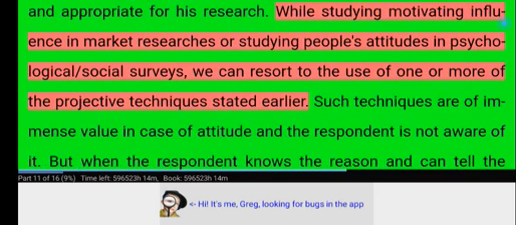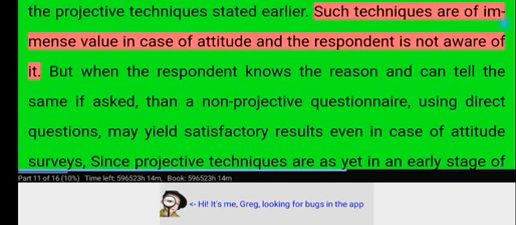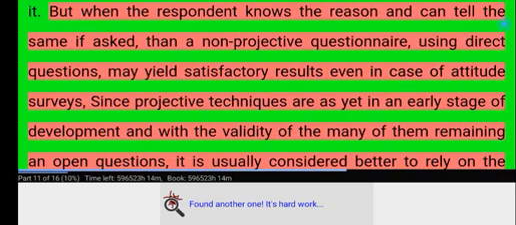While studying motivating influence in market researches or studying people's attitudes in psychological and social surveys, we can resort to the use of one or more of the projective techniques stated earlier. Such techniques are of immense value in case of attitude surveys where the respondent is not aware of the reason. But when the respondent knows the reason and can tell the same if asked, then a non-projective questionnaire, using direct questions, may yield satisfactory results even in case of attitude surveys.